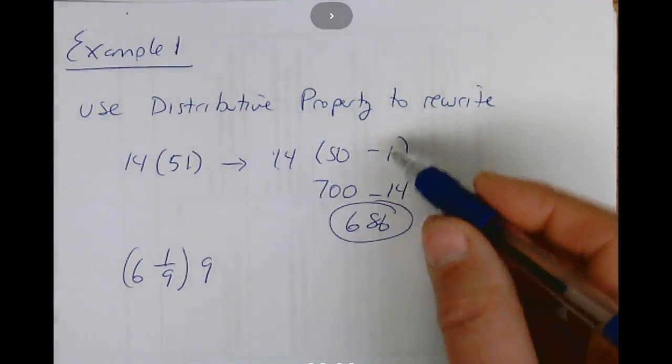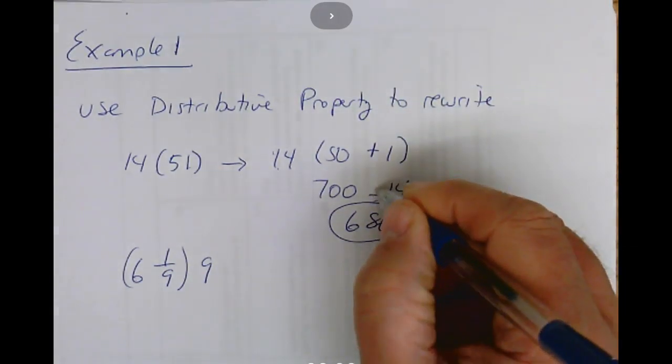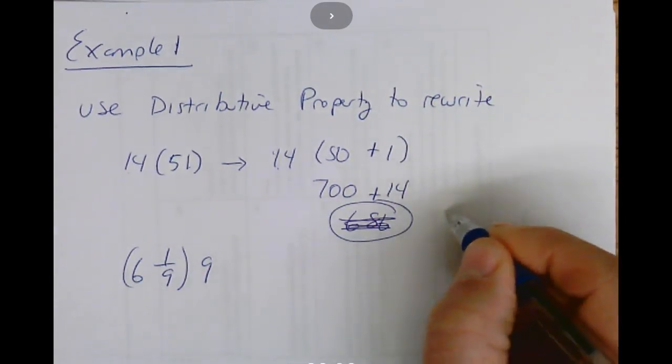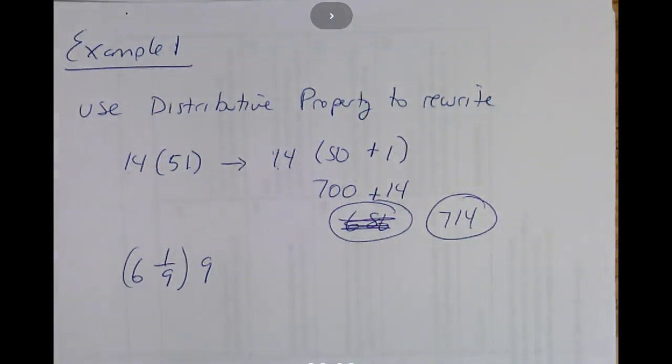Oh, I noticed I made a little mistake here. Look, it's plus 14. That would be 714. So that's kind of that one.